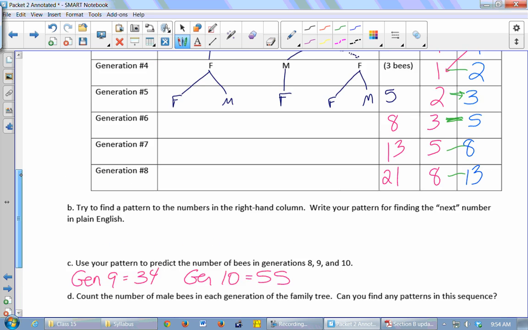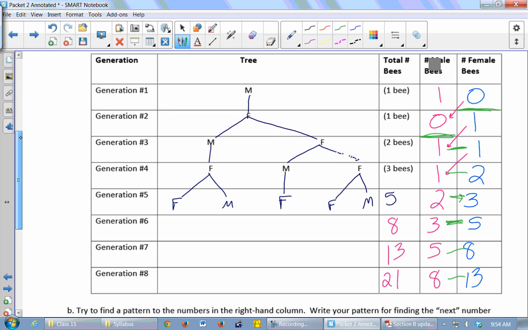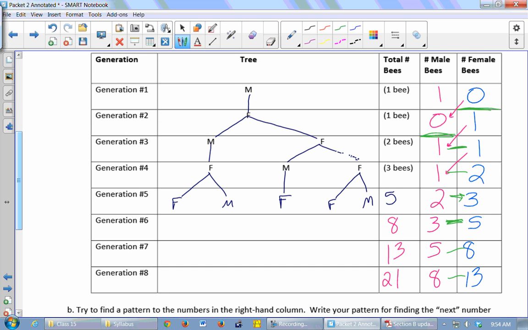And that same pattern holds in the other 2 columns for male and female bees. We start with different numbers, right? For total bees, you start with 1 and 1. For male bees, you start with 1 and 0, but this adding thing still works because 1 plus 0 is 1, 0 plus 1 is 1, and then 1 plus 1 is 2, 1 plus 2 is 3, and the adding thing still works. Same with the number of female bees. 0 and 1 is 1, 0 and 1 is 1, 1 and 1 is 2, 1 and 2 is 3, and then it falls into the same list of numbers.